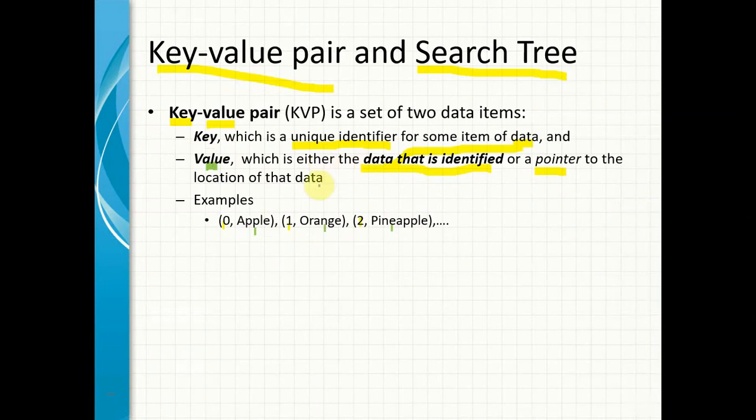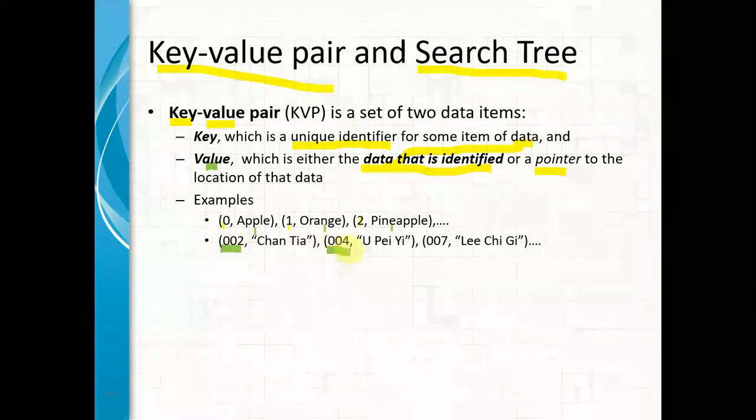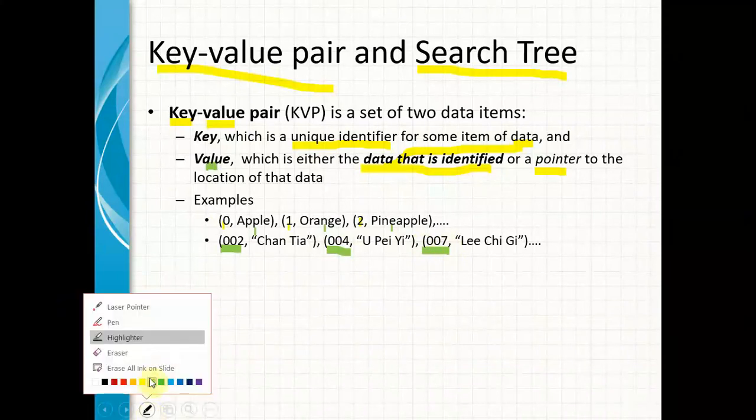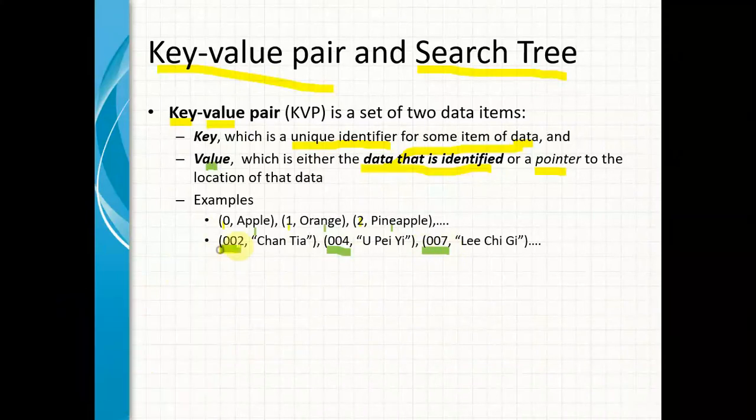At the same time, this key may not be continuous, just like 002, 004, 007. Okay, they could also be the keys, even though they are not like the previous example, 0, 1 or 2, followed by 1.